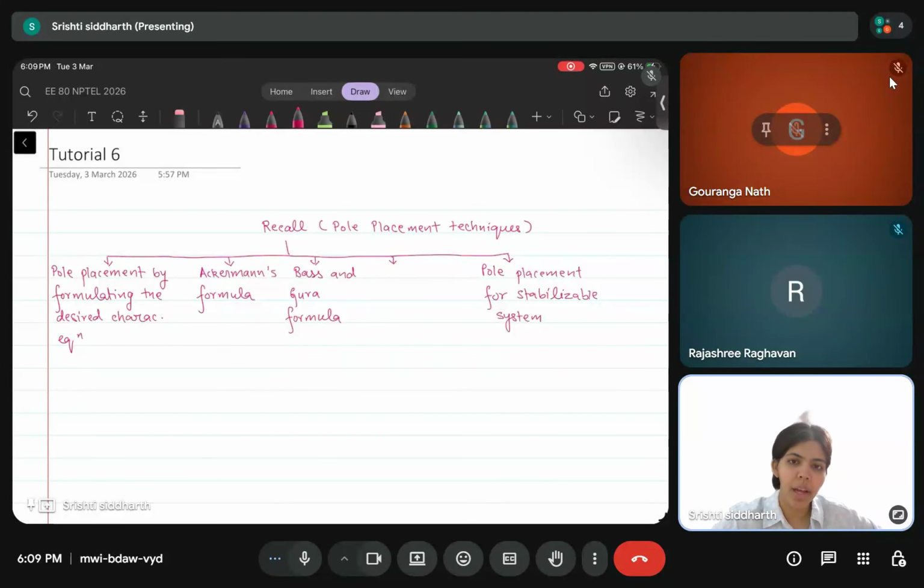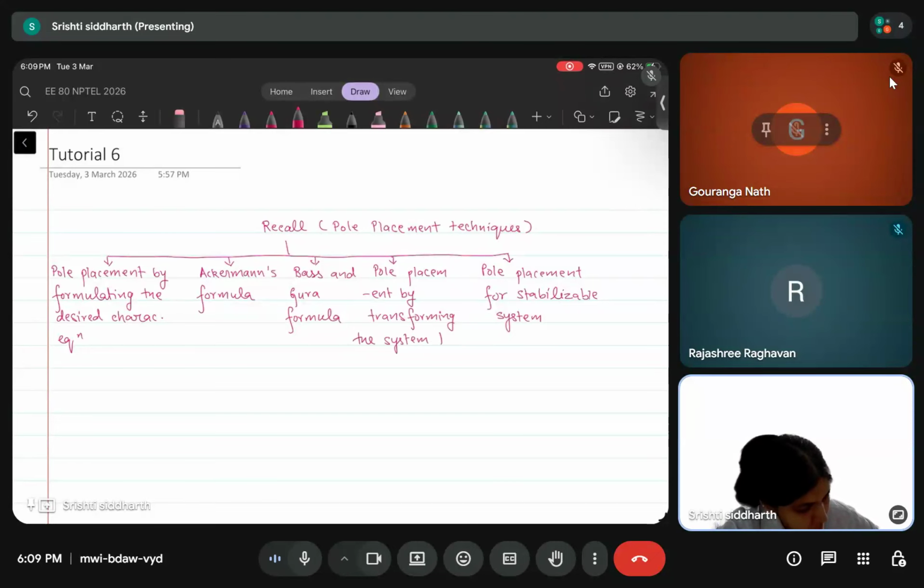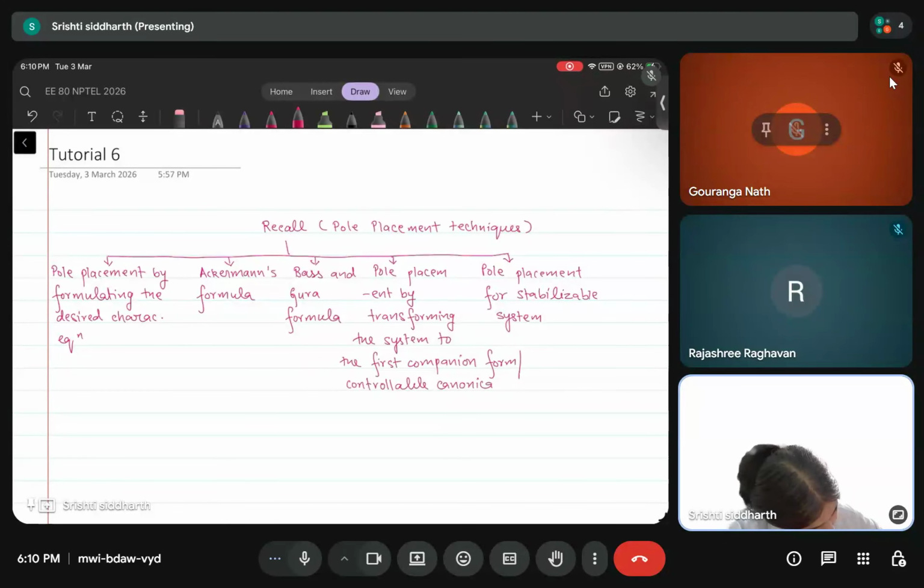We have another pole placement technique by converting into the CCF form, pole placement by transforming the system with the controllable canonical form or the first companion form. So let's begin with the question.